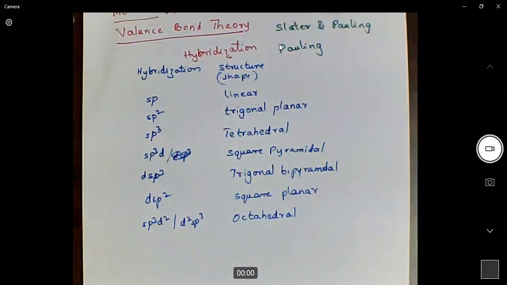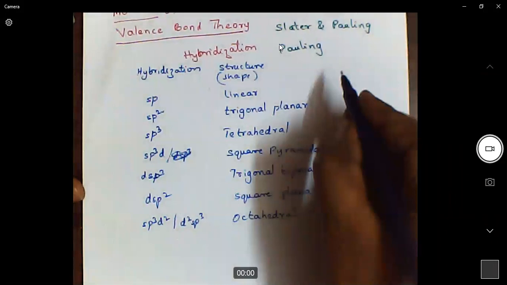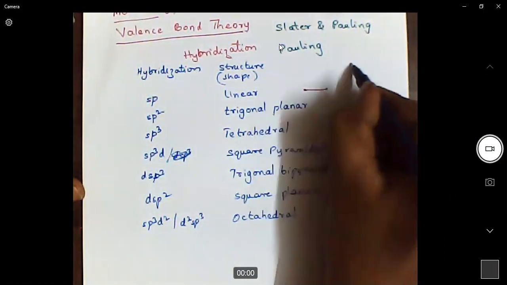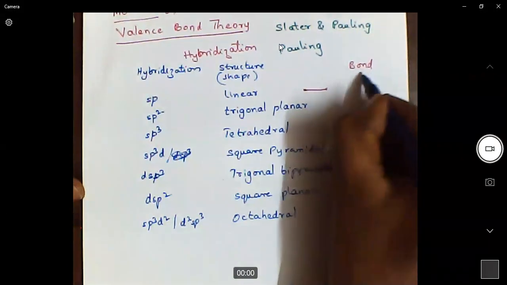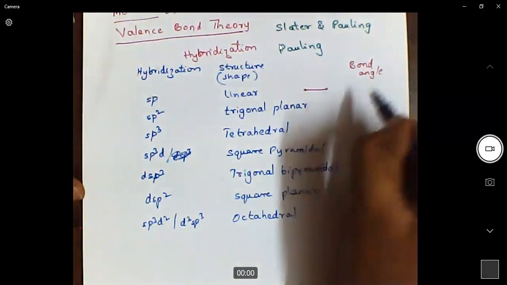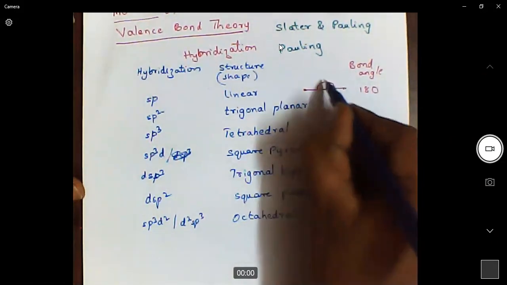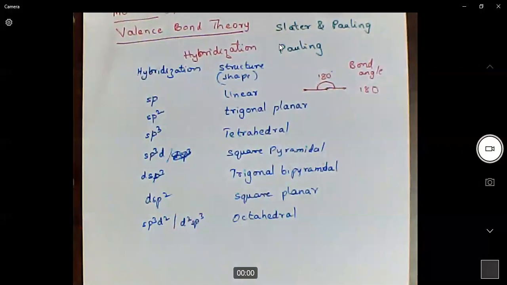Now we will look at the shape of the molecules. What is linear shape? Linear means it will be like this. Now the bond angle is 180 degrees. If you have one more atom, then the bond angle is 180 degrees.